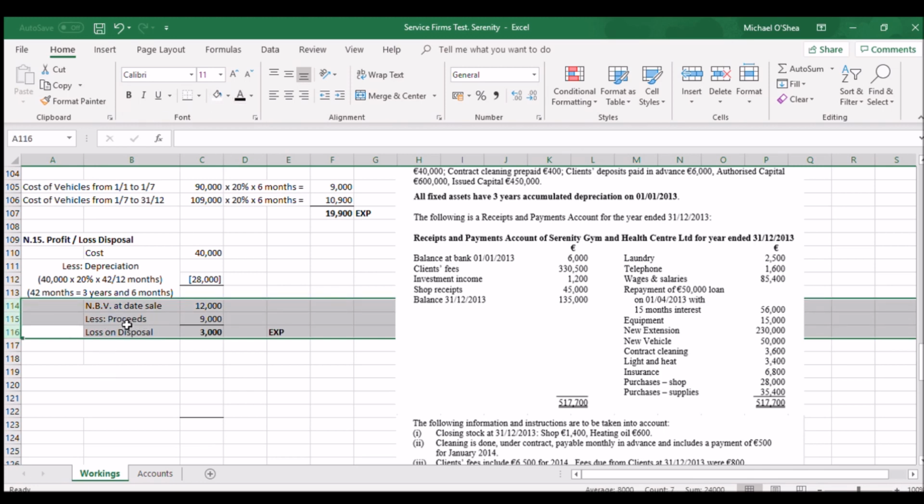So we've made a loss. We have our proceeds there. That was the allowance of 9,000. That was our value. It means that we received €3,000 less. So that's a loss and it goes into the profit and loss as an expense.